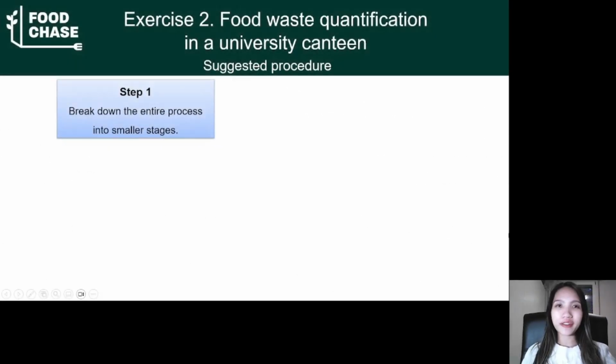In order to resolve this exercise, I would like to suggest to you a procedure. Since the university canteen is a relatively complex process, it starts from the reception of raw material to the consumption of the food at the canteen. For the first step, we should break down the entire process into smaller operations. In this way, we do not miss any waste source.